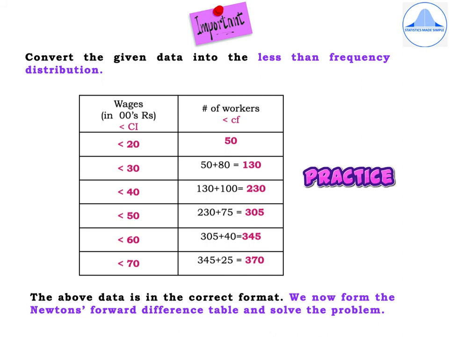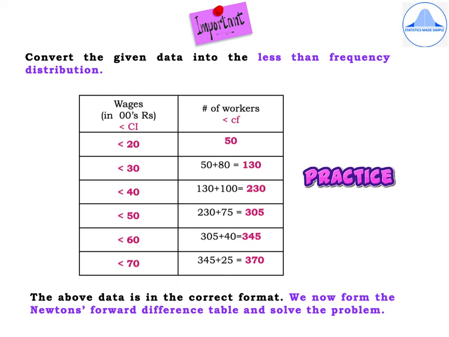Since we have to find out the number of workers who are earning below rupees 25 in hundreds, we have to first convert the given data into the less than frequency distribution. So the first column will now be wages in hundreds of rupees, and I'll call it the less than class intervals, which will be less than 20, less than 30, less than 40, less than 50, less than 60, and less than 70. The number of workers are less than CF. So we have to find out the less than CF values.